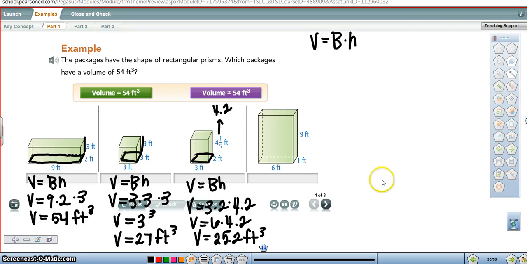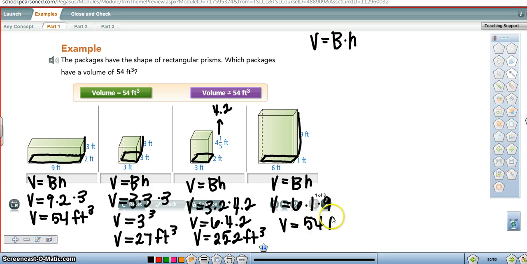Okay, on the last one, the volume of a prism is the area of the base times the height. Okay, in this problem, the area of the base would be 6 times 1, times it by the height, which is 9. 6 times 1 is 6, times 9 is 54 feet cubed.